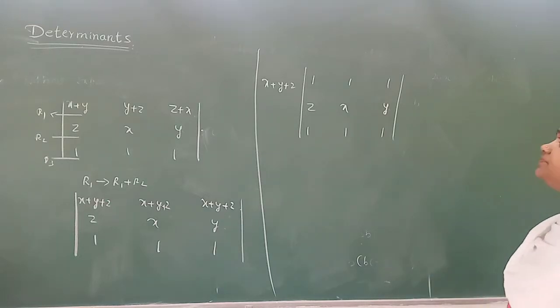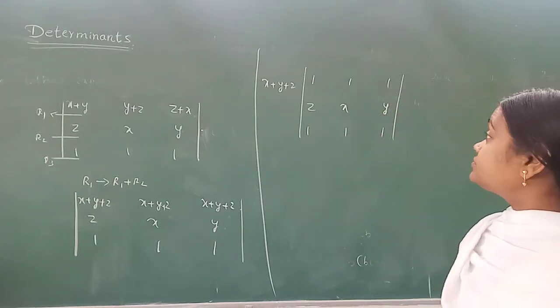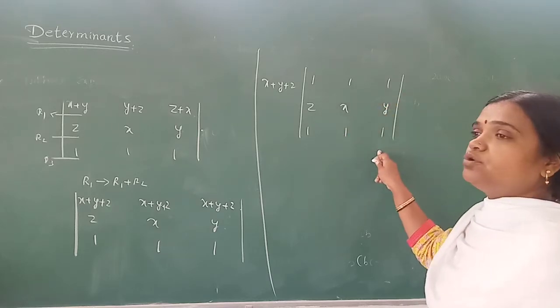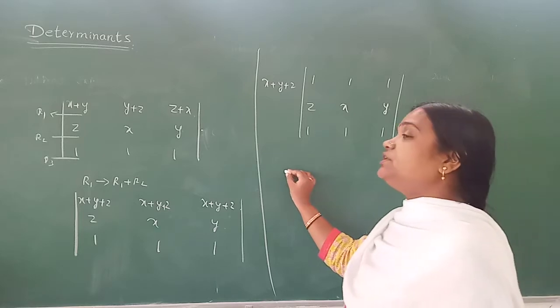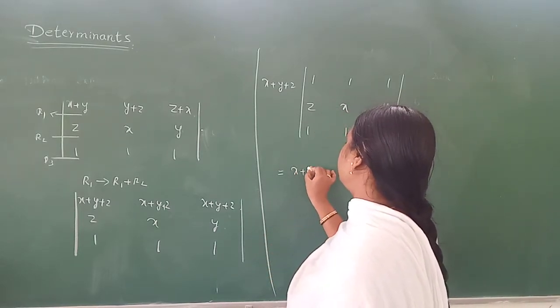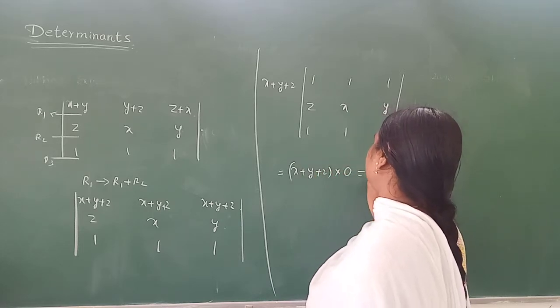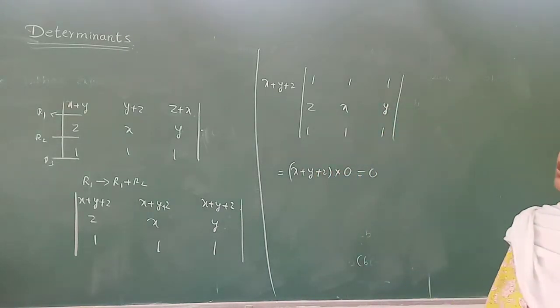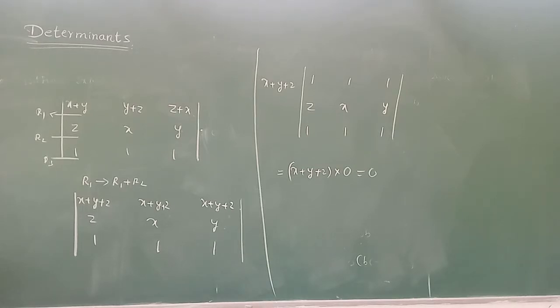Okay, see, and again we know that if any two rows or any two columns are identical, naturally the value of the determinant is 0. Correct? x plus y plus z into 0 equals 0. Like this we have proved the given example.